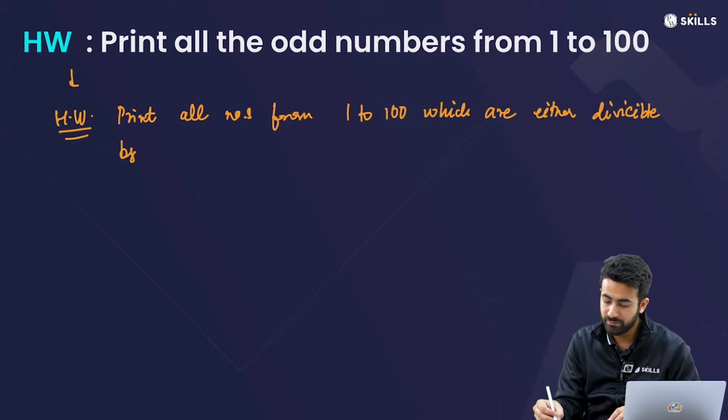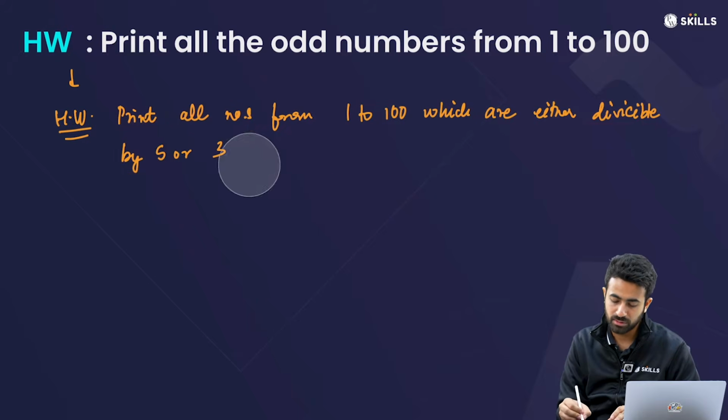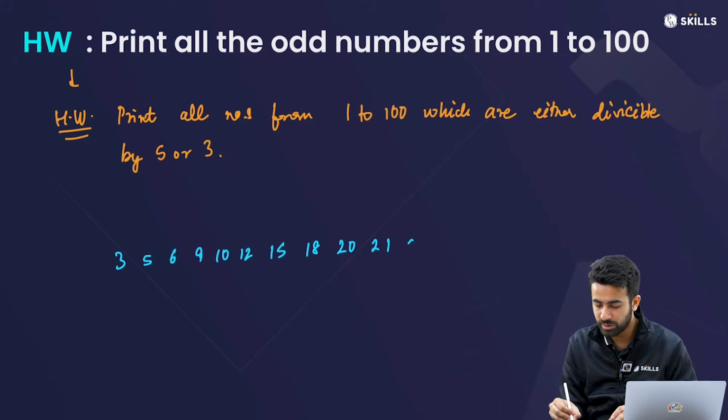Either divisible by 5 or 3 or both. When I say either divisible by 5 or 3, it means both also, but yes, so I should not even write it. So what I want is from 1 to 100 you should print 3, 5, 6, 9, 10, 12, 15, 18, 20, 21, 24, 25. I'm sorry if I missed something.